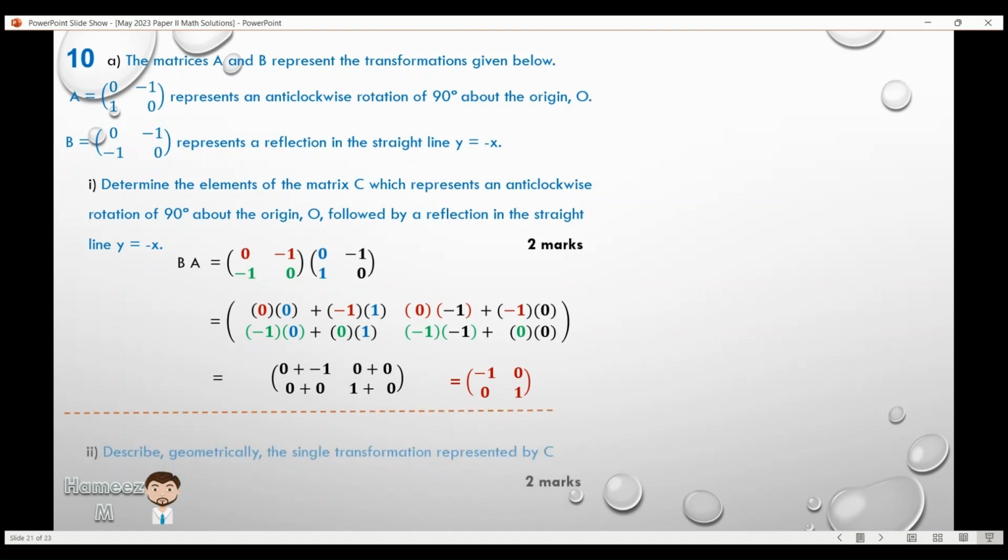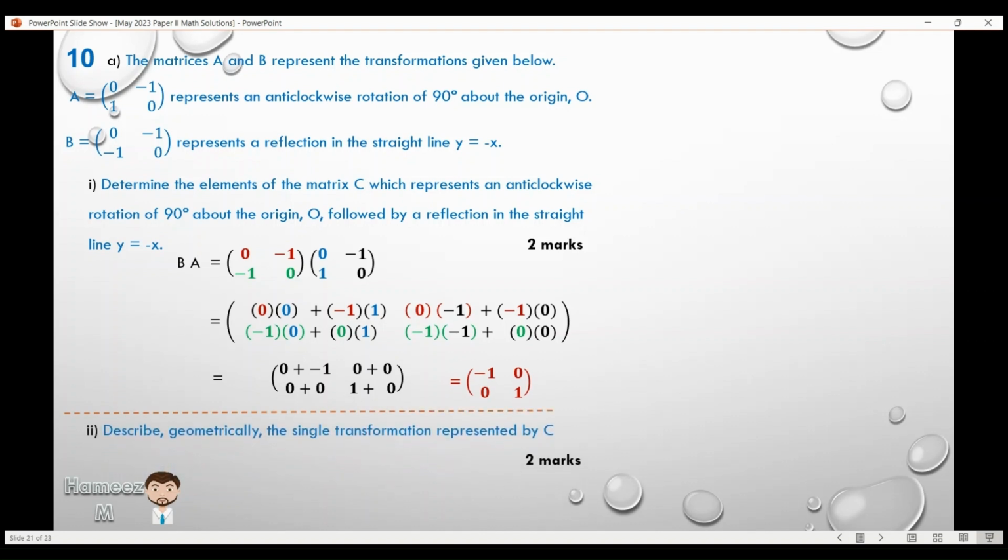Now, in part 2, describe geometrically the single transformation represented by C. So C is equal to B times A. So what is this minus 1, 0, 0, 1? If you want to recognize that, if we apply this 2 by 2 and multiply by x, y, then we will see what happens. It becomes minus x, y.